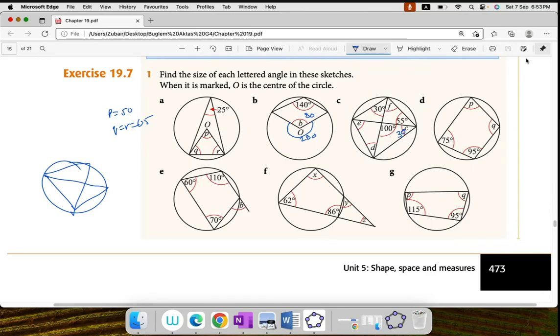Is D 50? Yes, apply the same property. Angle at center. Sorry, angle in same segment. I'm going to use F and 55 as the chord, but if you use that as chord, D is not within them. You see, angle D extends and actually meets at these two points. So this is the chord. Oh, so it's 55.